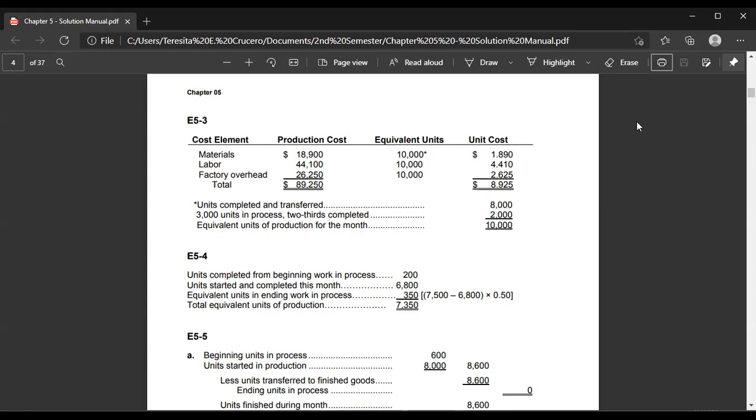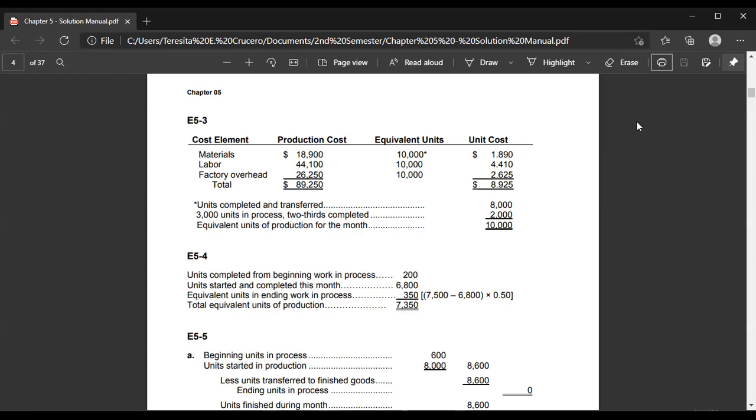Next, we go to 5-4, computing equivalent units. This time, we have a beginning inventory. The company had 200 units in work in process at the beginning of the month. During the month, 7,500 units were started in production, 6,800 units of which, along with the beginning work in process, were completed by the end of the month. The uncompleted units were in ending inventory, one half complete. What were the equivalent units of production for the month?